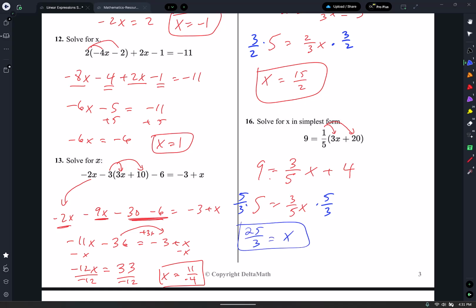I'm going to do it a different way, guys. I'm going to do it in burnt orange. What if, because it is a product, this is 1/5 times this. What if I multiply by 5 right off the bat? See? Times 5 times 5. Will we get the same answer? Yeah. 45 equals 3x plus 20. And then look, minus 20 minus 20, 25 equals 3x. Divide by 3, divide by 3. Look at that. X equals 25 over 3. Same answer.